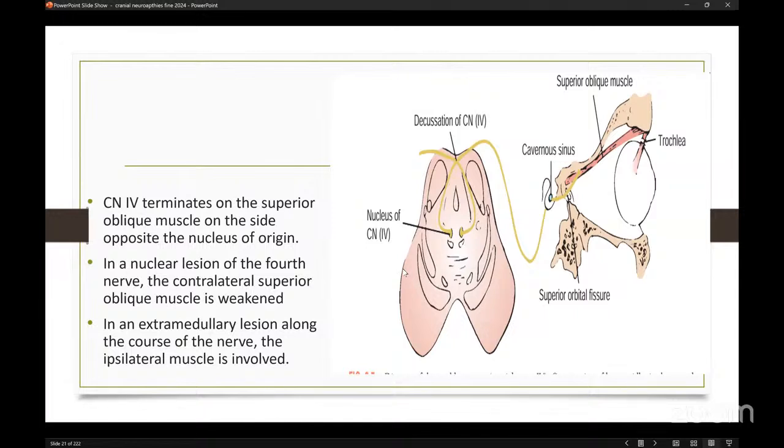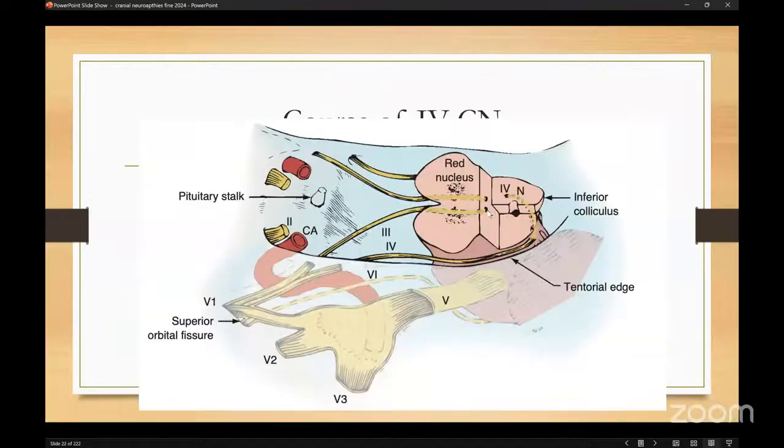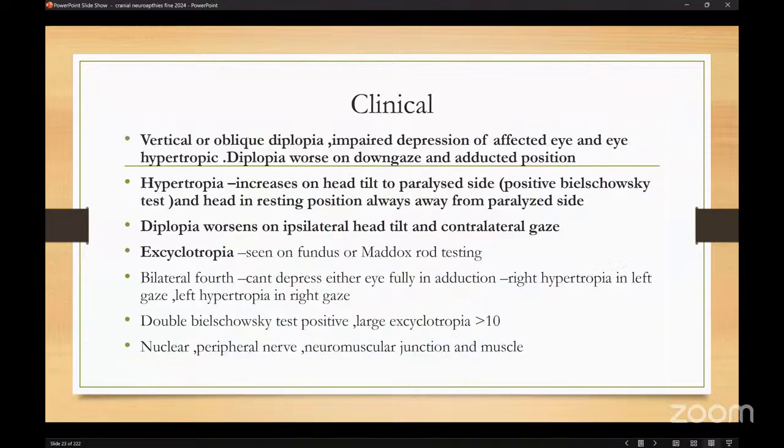Okay. You can see here the fourth nerve nucleus is there, and then it comes out, courses behind the midbrain, and then comes out like this. It traverses through the lateral wall of cavernous sinus, then through superior orbital fissure, innervating the superior oblique muscle. Because of this superior oblique involvement, you will get diplopia. What kind of diplopia? It will be vertical or oblique diplopia.